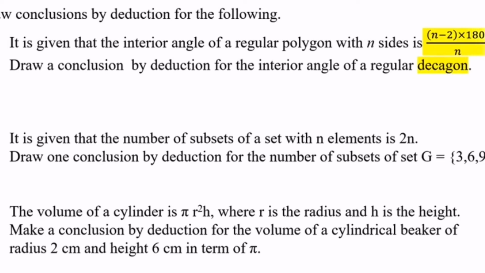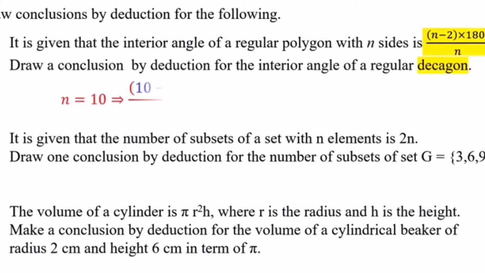For the next one I want to discuss making conclusions. Let's see number 4: draw conclusion by deduction for the following. It is given that the interior angle of a regular polygon with n sides is given by the formula (n minus 2) times 180 degrees over n. Draw a conclusion by deduction for the interior angle of a regular decagon.